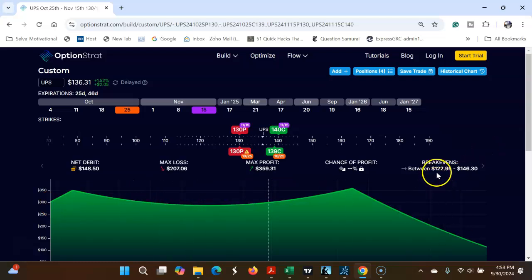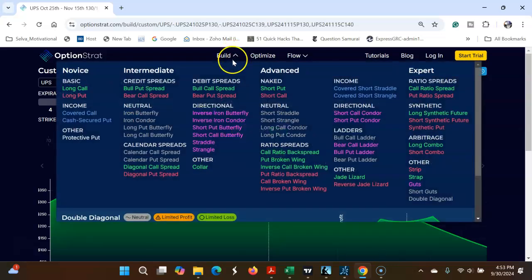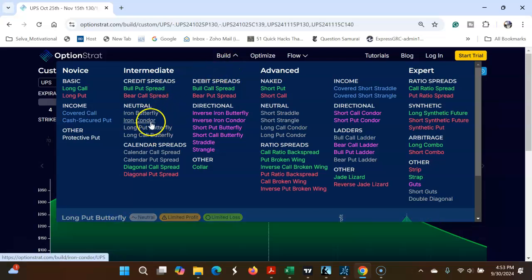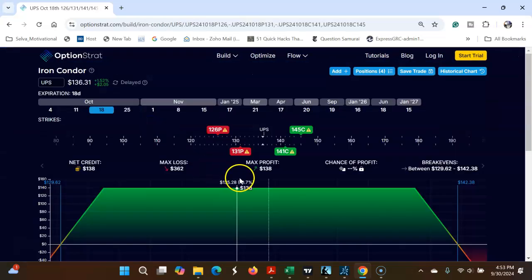The stock is in the range of 122 to 146. That's one option. The next option, because it's an earnings trade, is to just do an iron condor. You see around 138 credit. Put the trend like that.